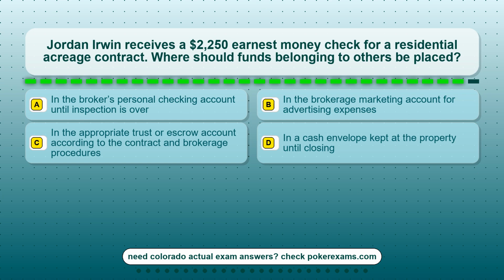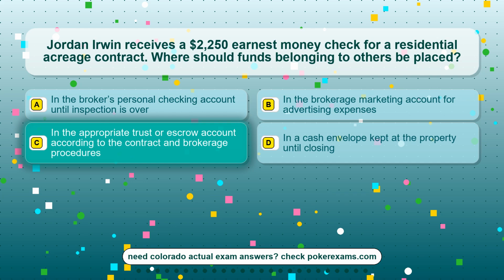Question 8. Jordan Irwin receives a $2,250 earnest money check for a residential acreage contract. Where should funds belonging to others be placed? Option A. In the broker's personal checking account until inspection is over. Option B. In the brokerage marketing account for advertising expenses. Option C. In the appropriate trust or escrow account according to the contract and brokerage procedures. Option D. In a cash envelope kept at the property until closing.